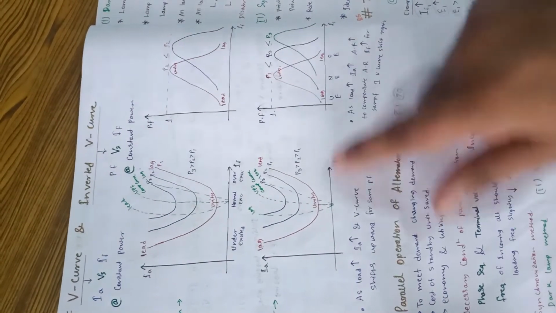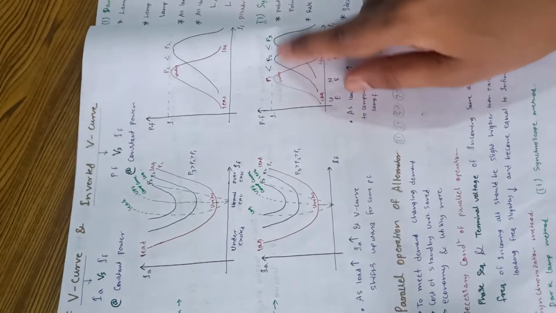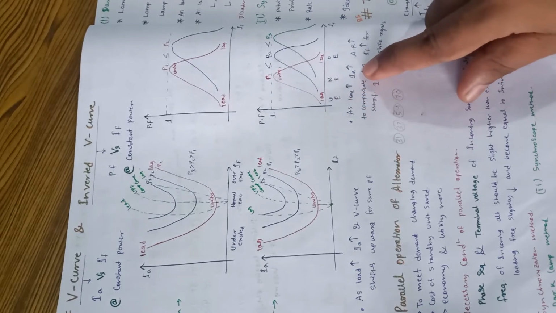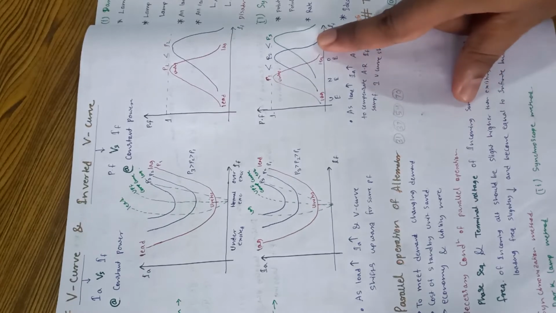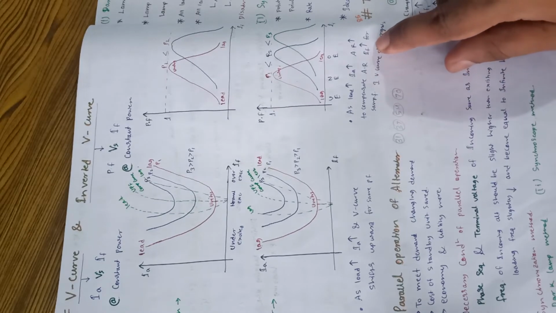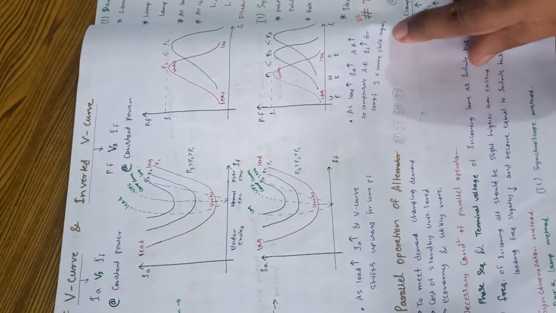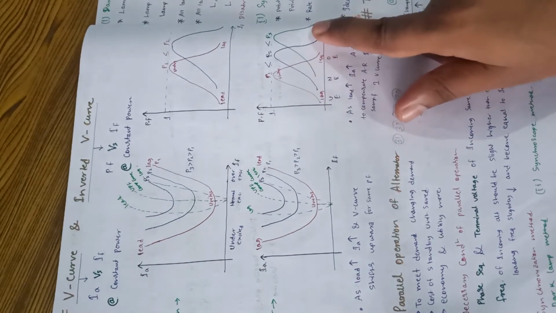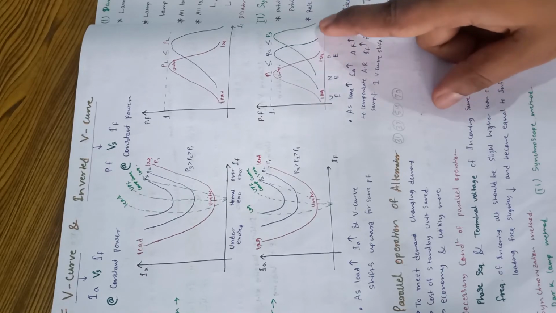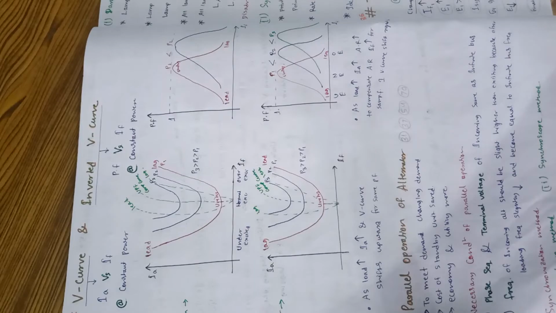Under excited is lagging, over excited is leading. Here also, as load increases, IA will increase. If IA increases, armature reaction will increase. To compensate the armature reaction, field current will also increase for the same power factor. The inverted V curve will shift towards the right side to fulfill the need of field current, to compensate armature reaction. This is what we have to understand in the V curve and inverted V curve.